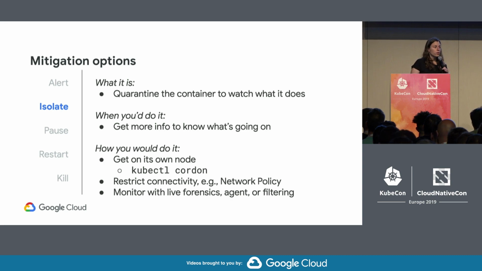So when you reschedule your workload, to make sure that nothing else ends up on the same node, use kubectl cordon. And then you can create a restricted network policy to limit the container's connectivity. And then you can set up other tools that you want for investigation, like live forensics, on-node agents, or network filtering, and actually figure out what's going on.